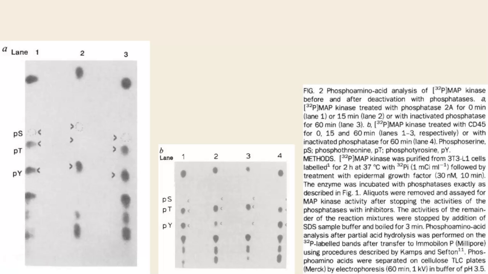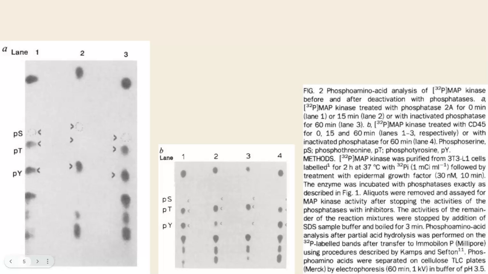One of the final experiments performed was the simultaneous treatment of MAP kinase with phosphatase 2A and CD45. For this experiment, MAP kinase was labeled with radioactive phosphate, and then incubated with phosphatase 2A and CD45, with the radioactive phosphate being monitored for release. The results showed that radioactive phosphate was completely released, confirming two phosphatases acting on two different phosphorylation sites.